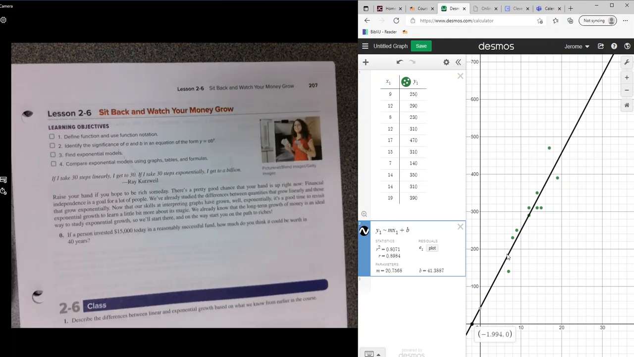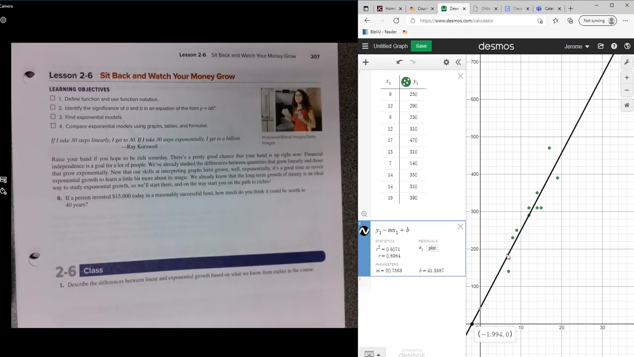All right, our learning objectives. We are to define function and use function notation. Identify the significance of a and b in an equation of the form y equals a times b to the x power. Find exponential models. Compare exponential models using graphs, tables, and formulas. It says if I take 30 steps linearly, I get to 30. If I take 30 steps exponentially, I get to 1,000,000,000.